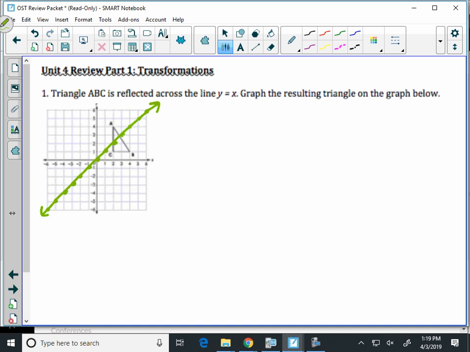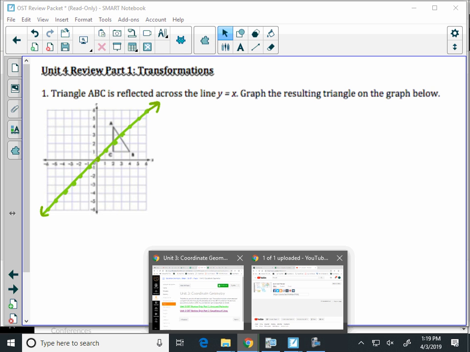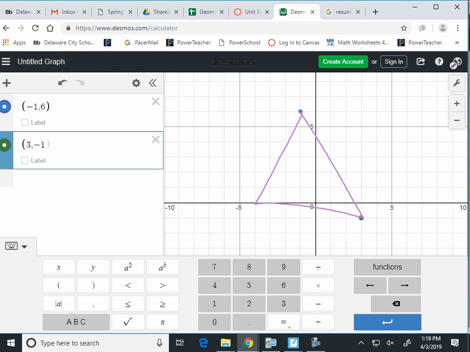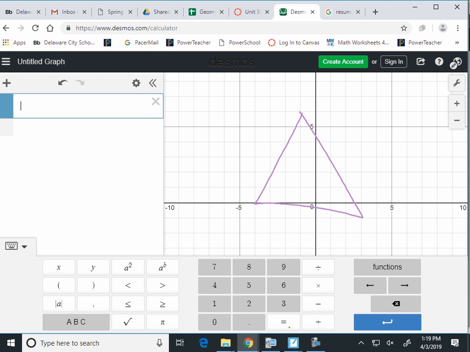Okay. If you are taking the OST and you are like, shoot, I don't remember how to graph the line y equals x, you can go to Desmos. Here's what I have down here. I graph it in Desmos. y equals x, and it will graph the line for you, and you can copy that line on your grid paper.